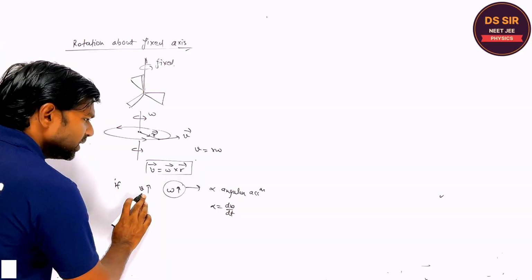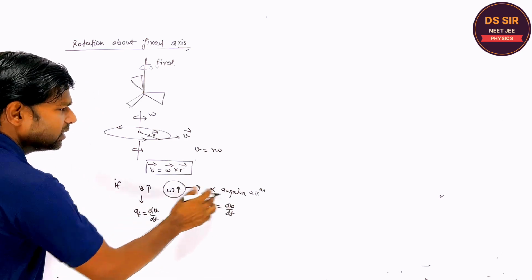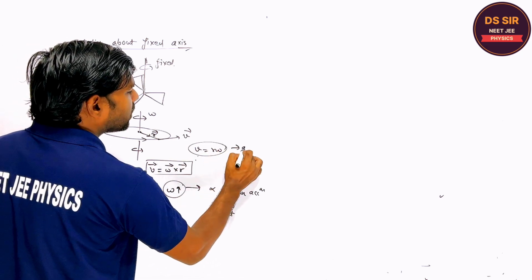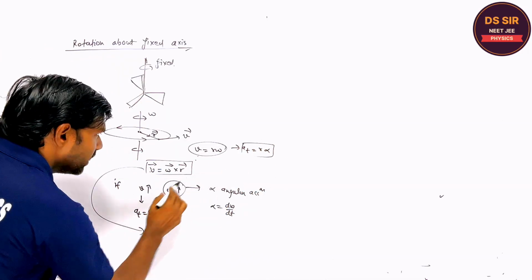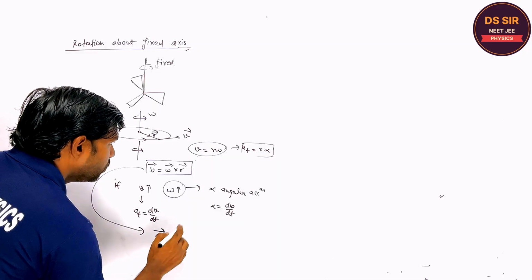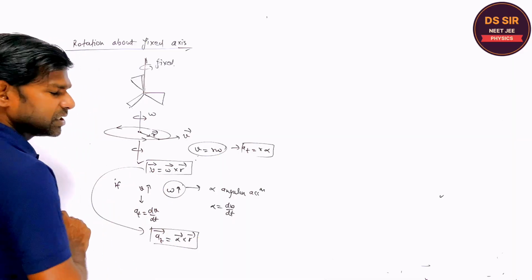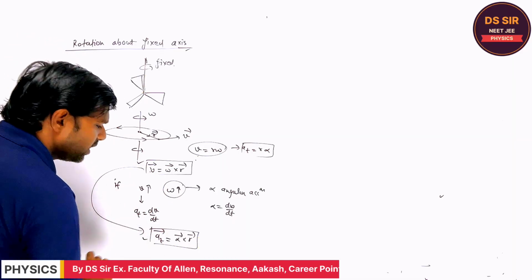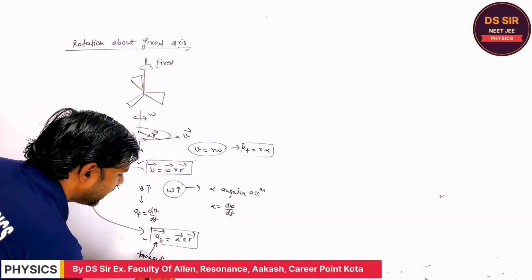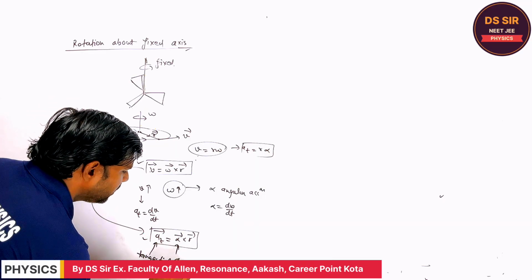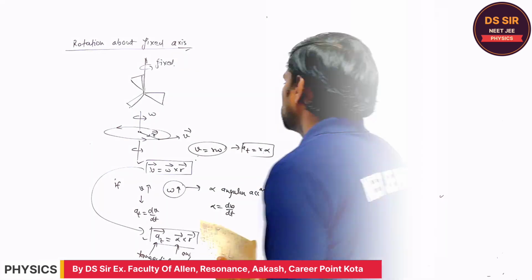Are you getting? If speed is increasing, there will be some tangential acceleration, dv upon dt. And I think you know, if v is equal to r omega, then at is equal to r alpha, if you remember. In vector form, the tangential acceleration is equal to alpha cross r. So this is the relation between the velocity and angular velocity, and this is the relation between tangential acceleration and angular acceleration. Copy this.